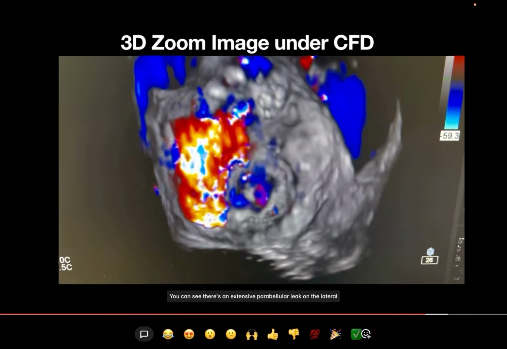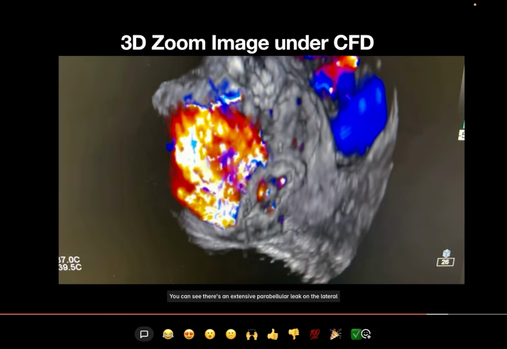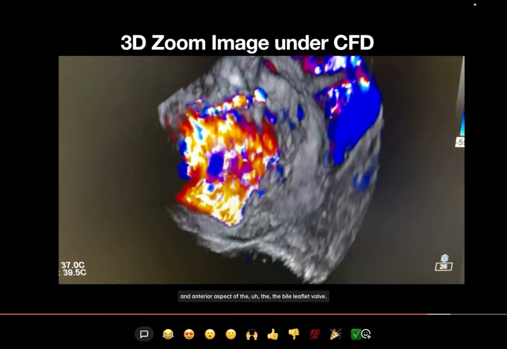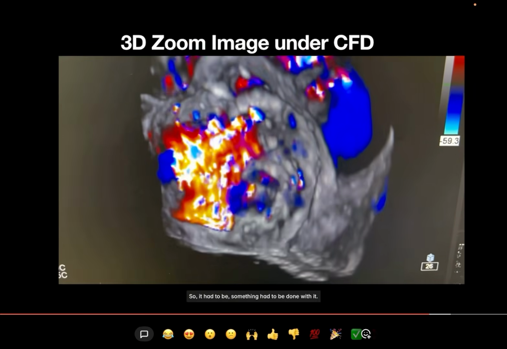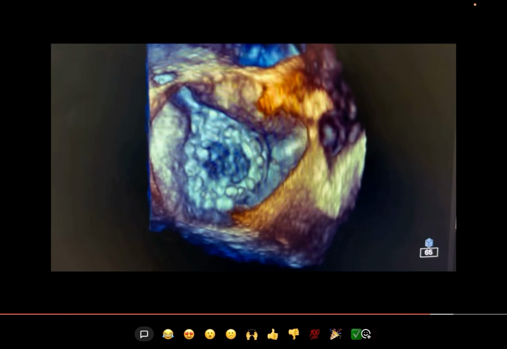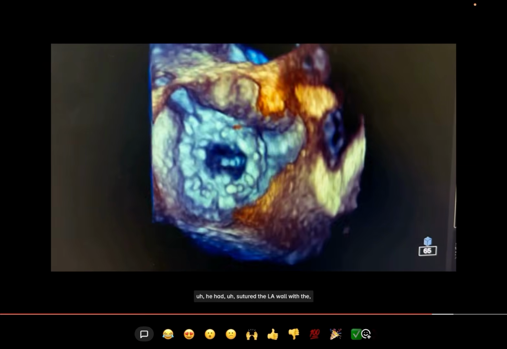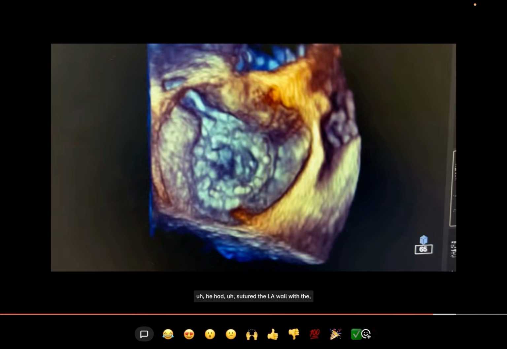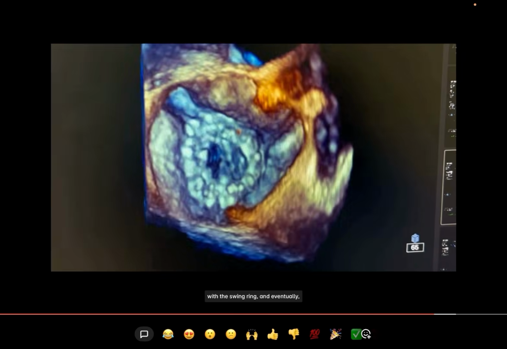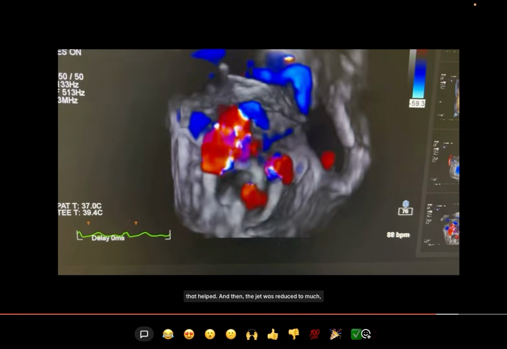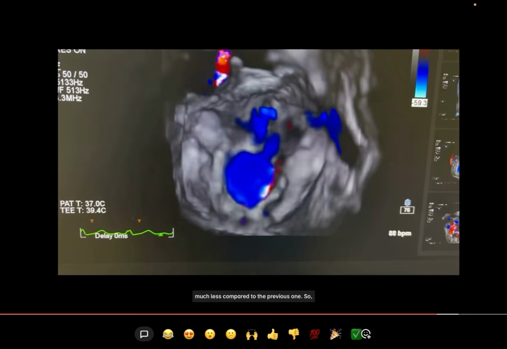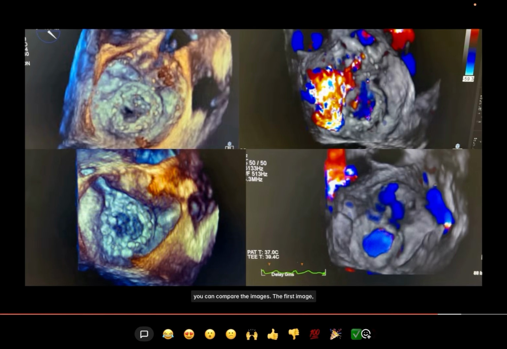with color. You can see there's an extensive paravalvular leak on the lateral and anterior aspect of the bileaflet valve. So something had to be done about it. The surgeon looked into it, and he sutured the LA wall with the swing ring, and eventually that helped, and the jet was reduced to much less compared to the previous one. So you can compare the images.